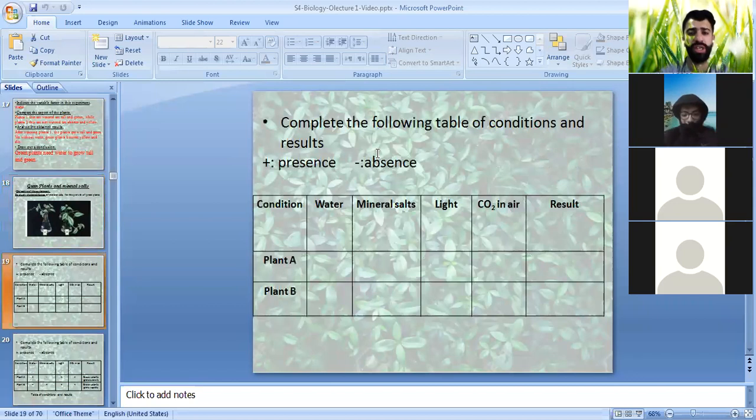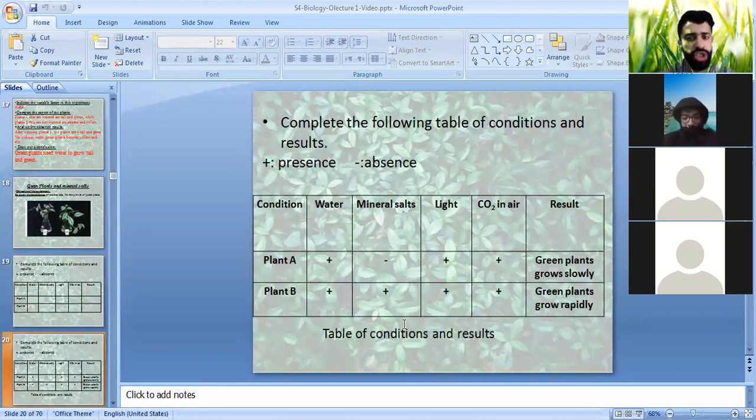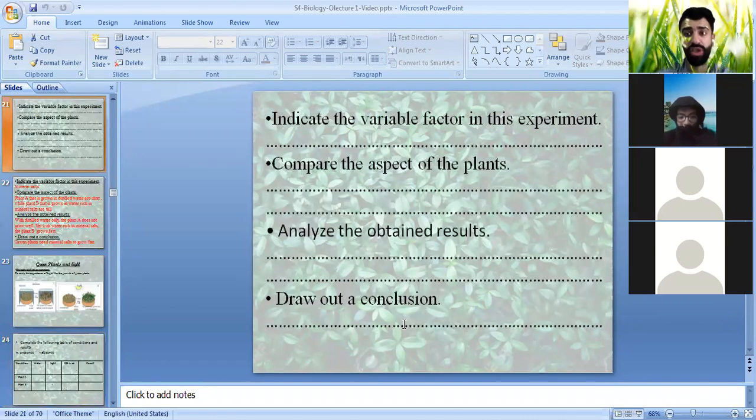So the table of conditions: both of them contain water. Both of them contain light. Both of them contain CO2. But the variable factor is that plant A lacks mineral salts, while plant B contains mineral salts. So plant A, lacking the mineral salts, will grow slowly, while plant B, having all the favorable conditions, will grow rapidly. So the variable factor in this experiment is the mineral salts.